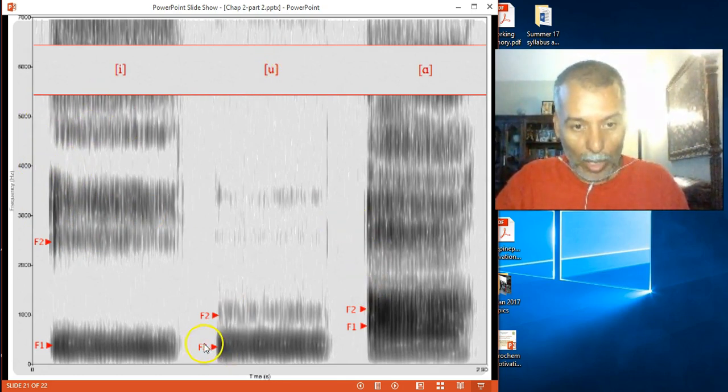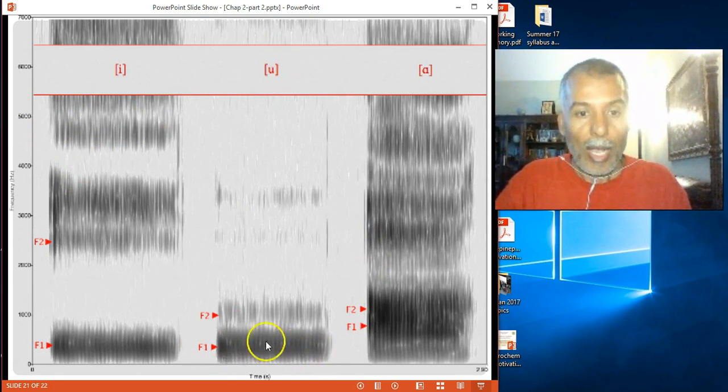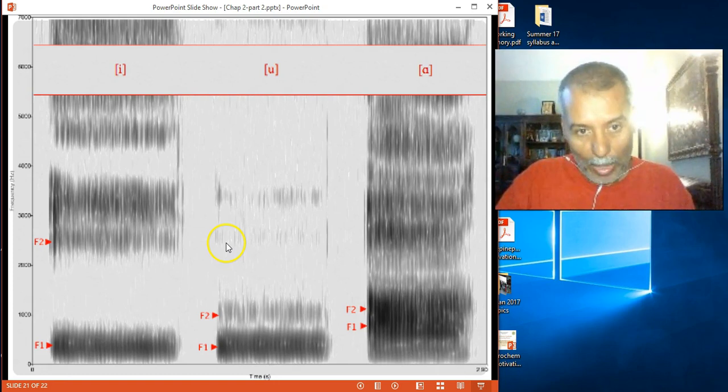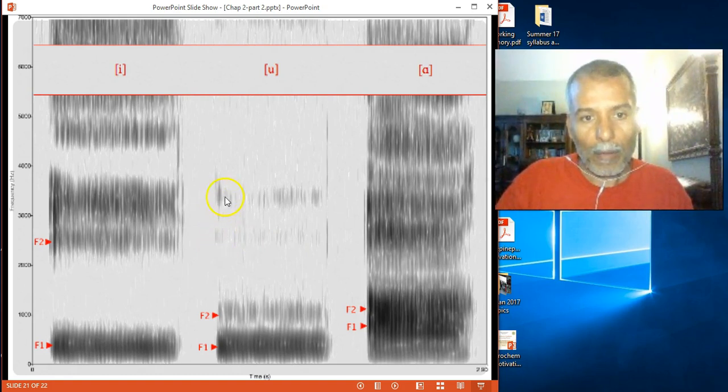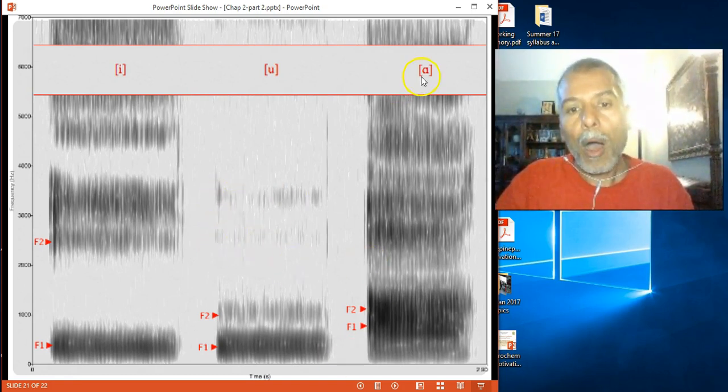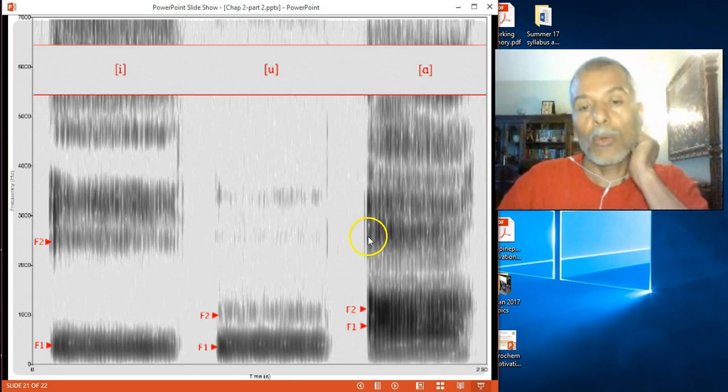For U, you get 300 at F1, and then F2, 870 or so, and then F3, it's about 2500 here, and then F4. So for R, you get F1, because there's constriction, then F1 is high, significantly high, 900 something, and F2 is low, relatively low compared to F1, and then F3 is somewhat low as well.